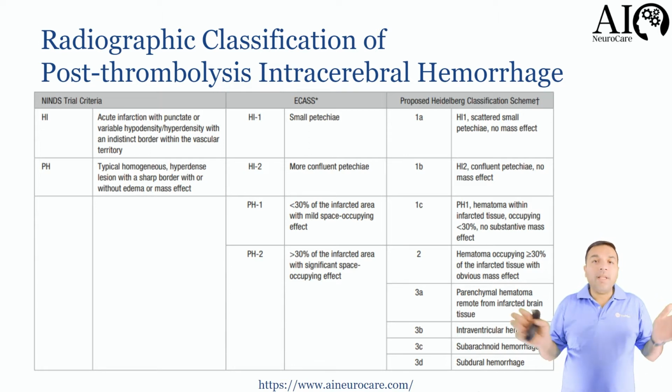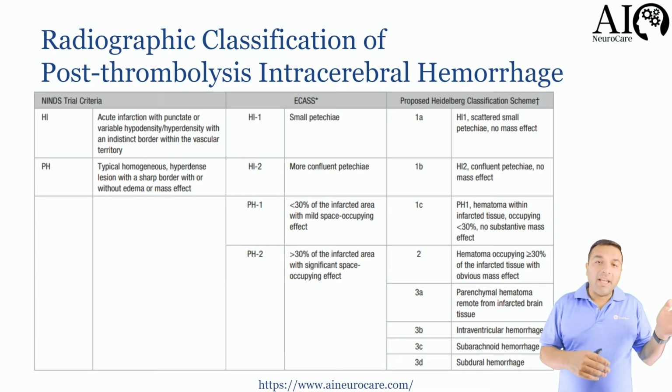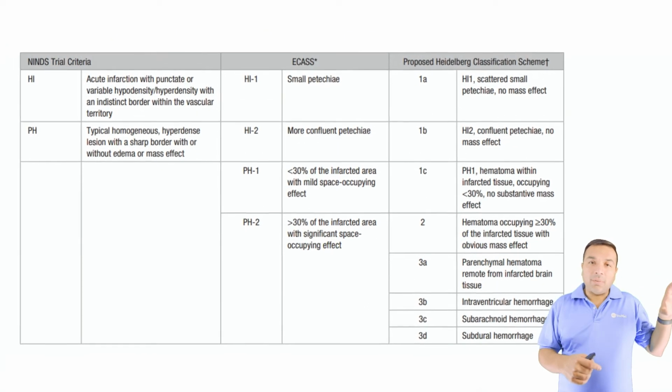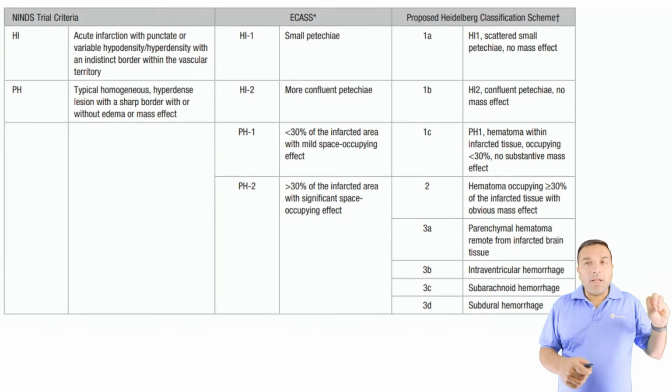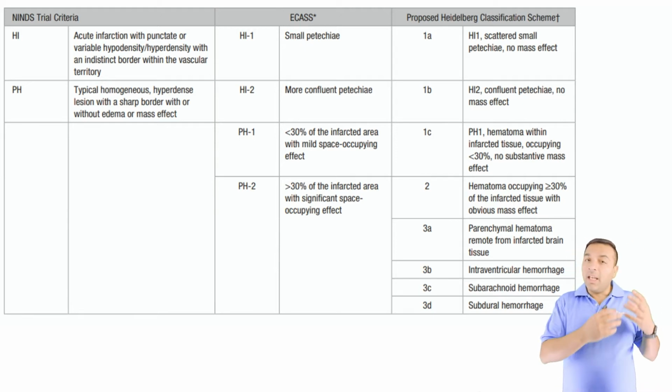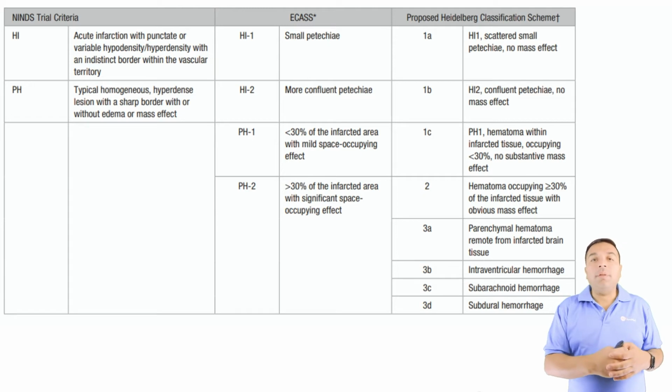These are three different ways that we have defined intracerebral hemorrhage: the NINDS, and then of course the Heidelberg classification. To be honest with you, the most widely used is the ECASS one. NINDS is very simple. It says that if there is a punctate infarct, it's called H1. If it's PH, it's basically a typical homogeneous intracerebral hemorrhage, the ball of bleed in the brain that you can see, and that's the radiological appearance of the bleed in the brain.